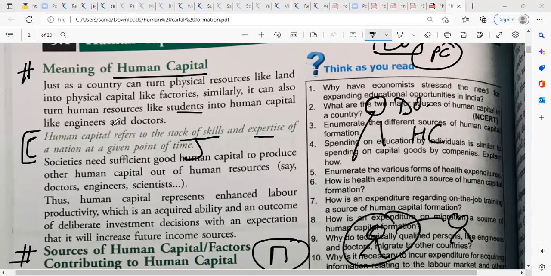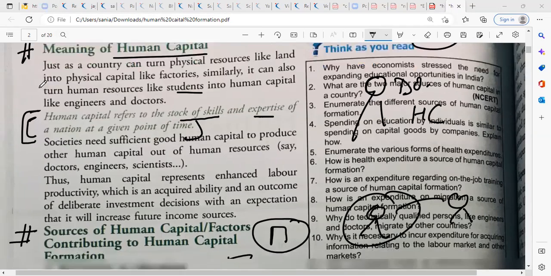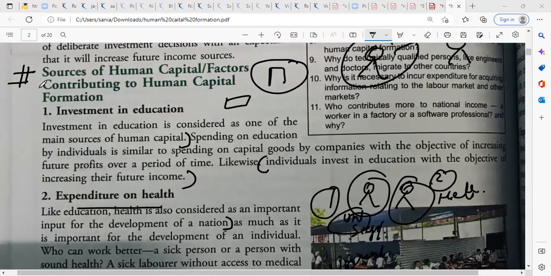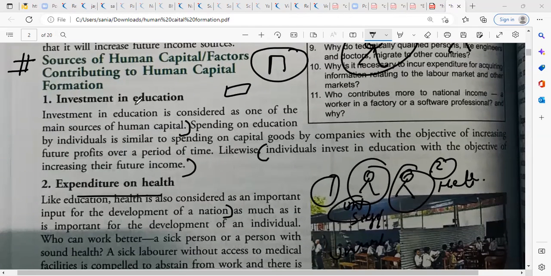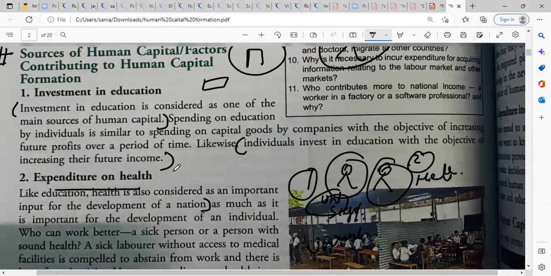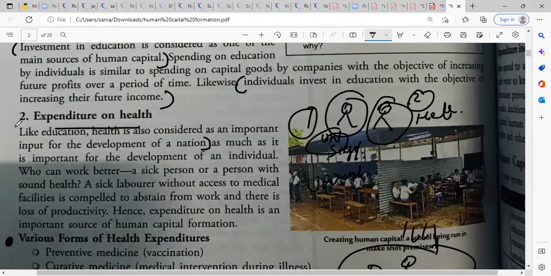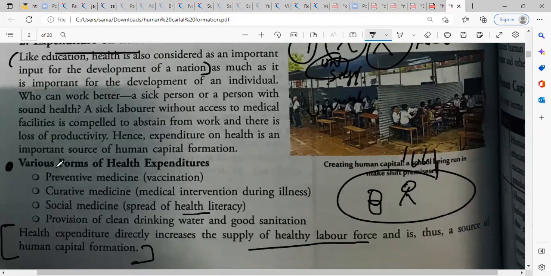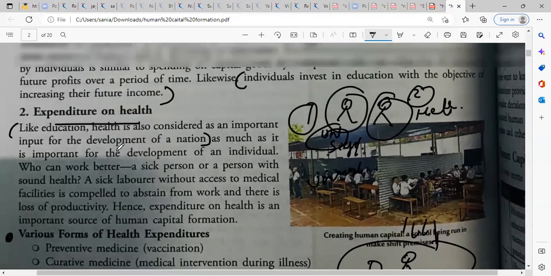Done, guys. Meaning done. Now you will write hashtag source of human capital, slash factors contributing to human capital. I have already marked it. The first point will be from here till here, and after that from here to here. And for health, it will be from here to here, and then this point.